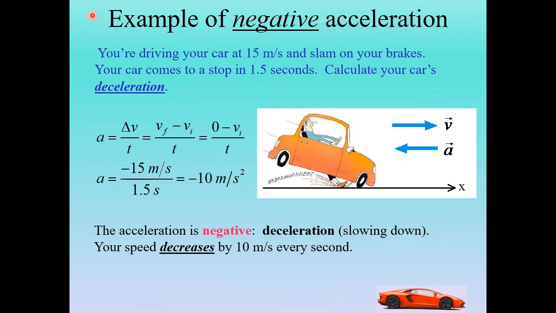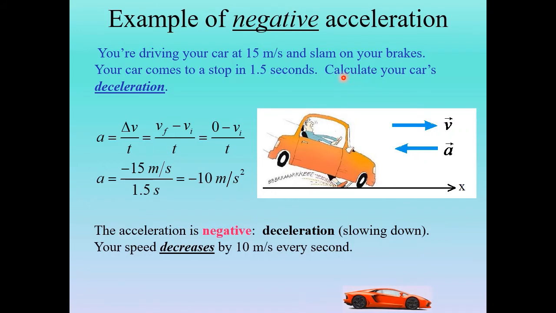So it turns out that acceleration can be positive or negative. So let's look at an example of a negative acceleration. Suppose you're driving your car at 15 meters per second and you slam on your brakes. Your car comes to a stop in 1.5 seconds. So this is shown down here in our little animation. So here's the car, notice braking, braking, braking, and it comes to a stop here in 1.5 seconds.